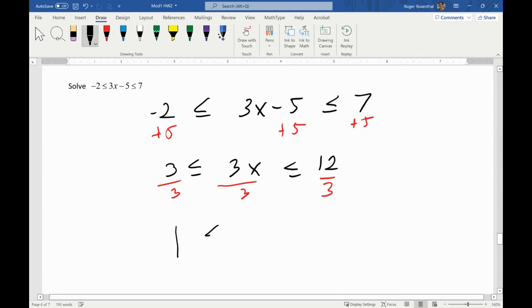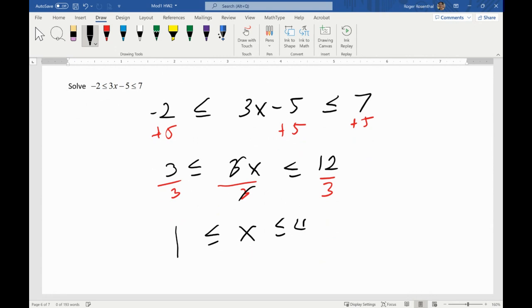On the left, I get 1. In the middle, the 3's cancel and I get x. And on the right side, I get 4. So the answer to this is all the numbers between 1 and 4, including the 1 and including the 4.